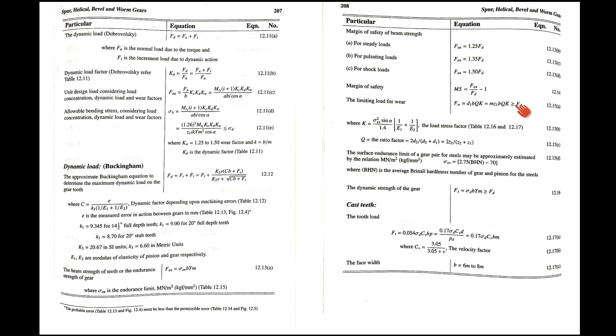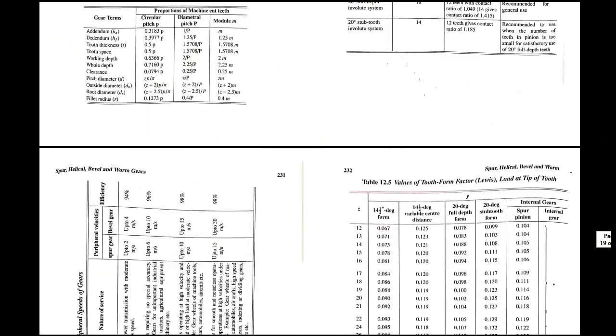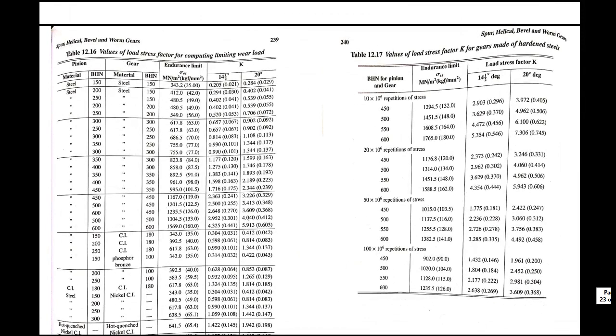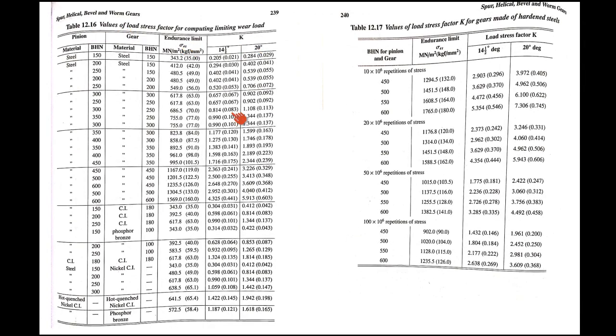So we will identify the K value from this equation by equating Fw with Fd. Once you have the value of K, again we will go back to the table 12.17. Suppose you have a value of K as 1.325, the nearest value is 1.383. Based upon this, we can have the Brinell hardness numbers 350 and 350. So we are going to state that if we need a wear load greater than the dynamic load, then the pinion should have a hardness of 350 and the gear should have a hardness of 350.